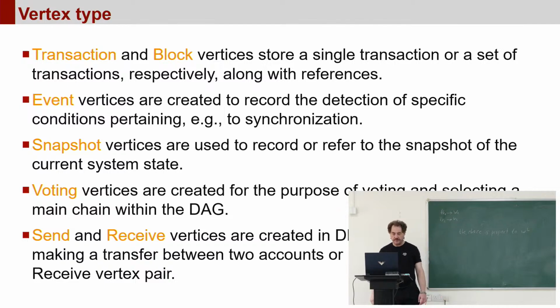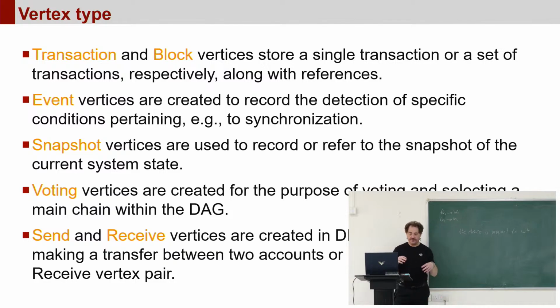Regarding the vertex type, some DAG-based systems maintain transaction and block vertices, which store a single transaction or a set of transactions respectively, along with references. Other systems build event vertices to record the detection of specific conditions pertaining, for example, to synchronization. Yet more systems use snapshot vertices in order to perform and record a snapshot of the current system state.